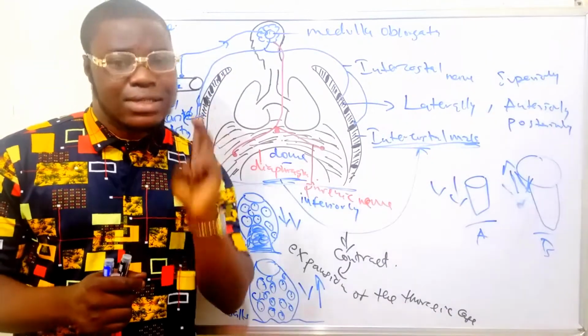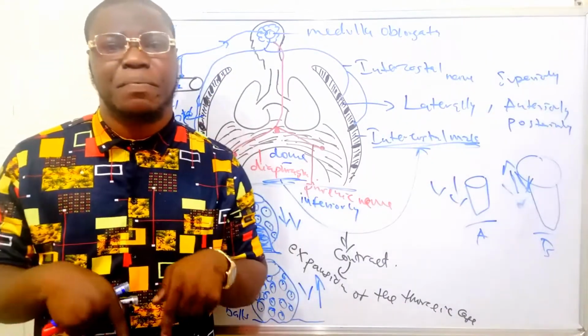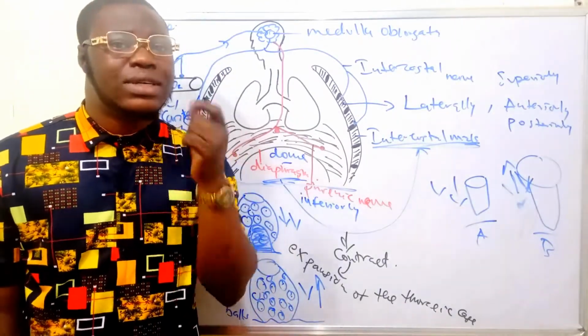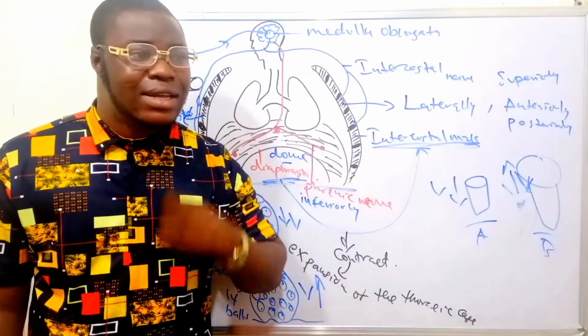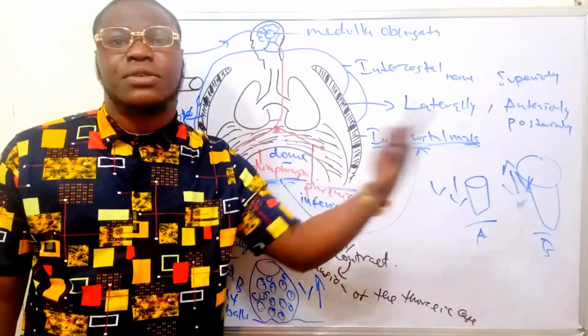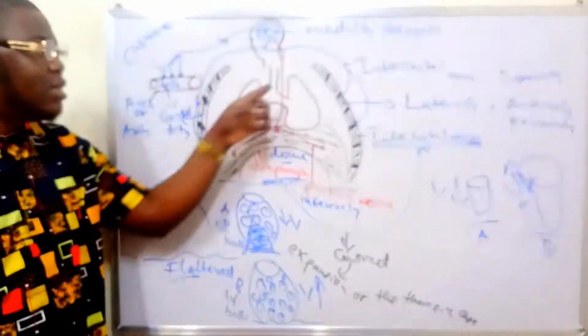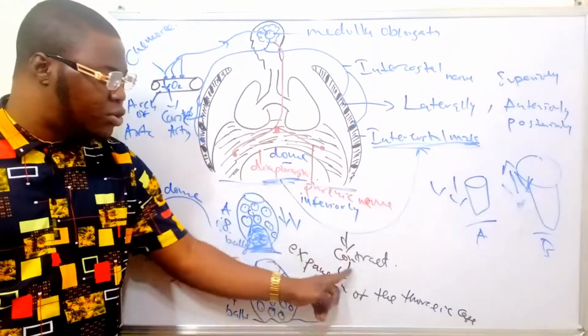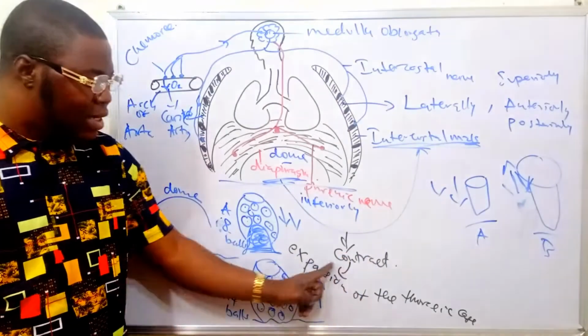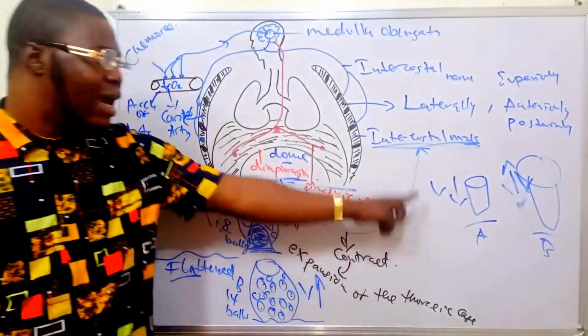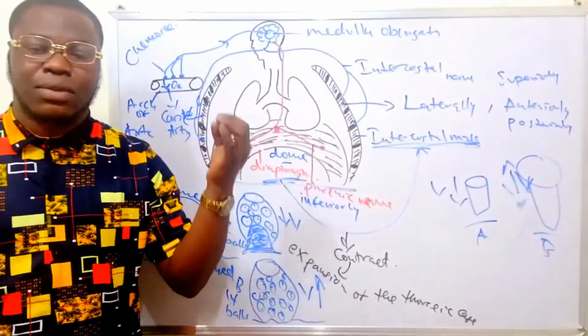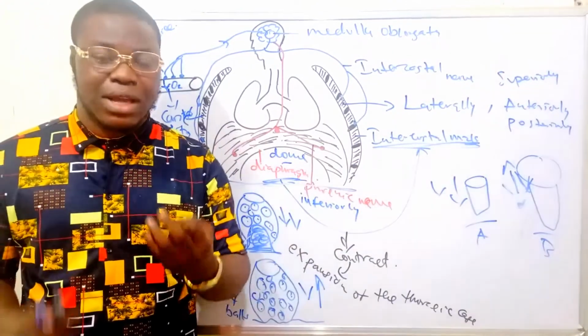That is the first thing. The second thing is that it's going to send impulses through the intercostal nerve to the intercostal muscle, and through the phrenic nerve to the diaphragm. And we said these two are going to contract, and when they contract, they are going to expand the thoracic cage anteriorly, posteriorly, laterally, superiorly, and inferiorly.